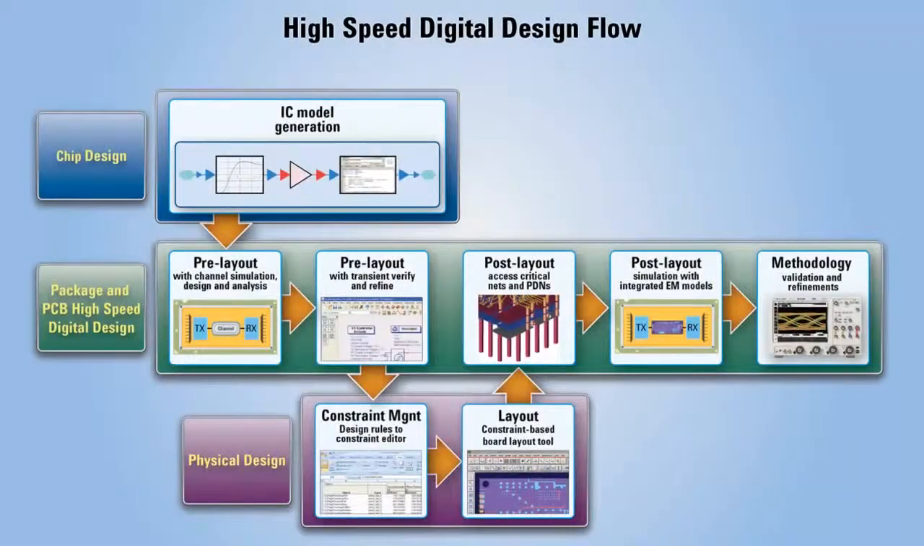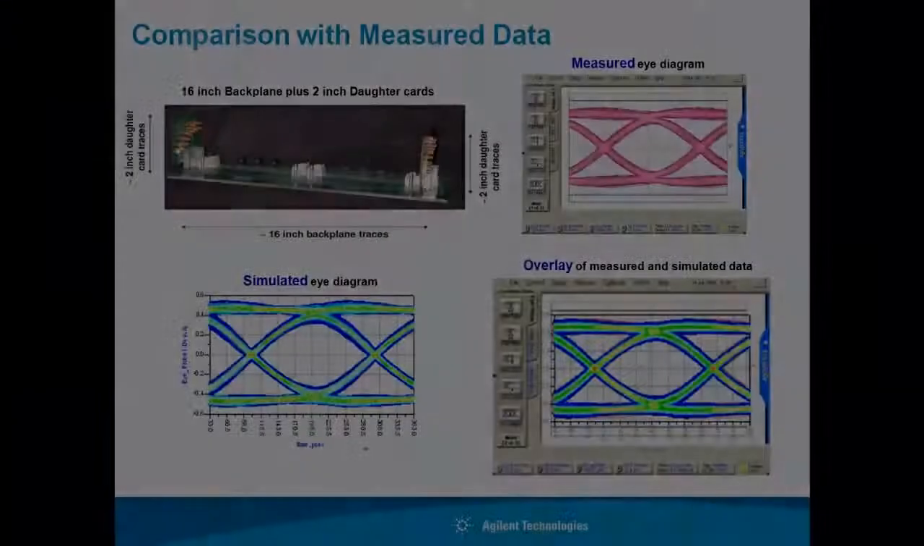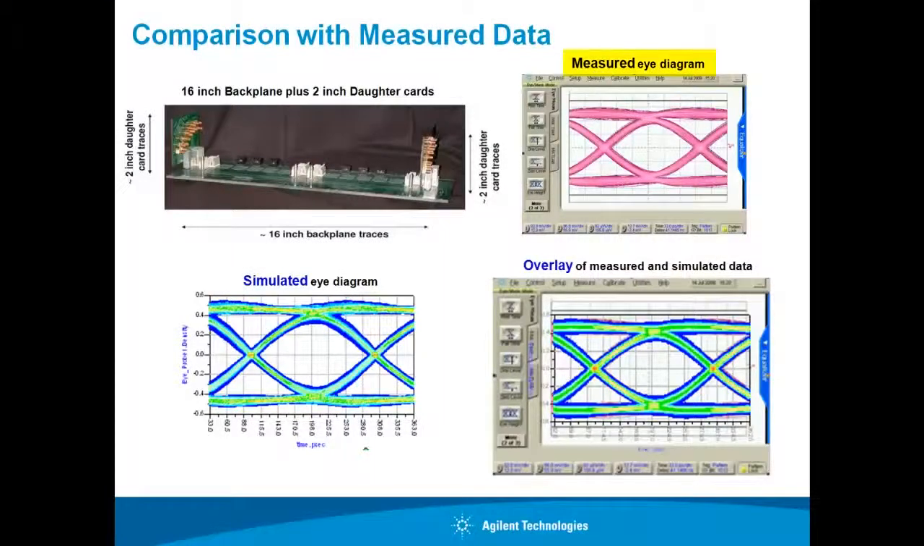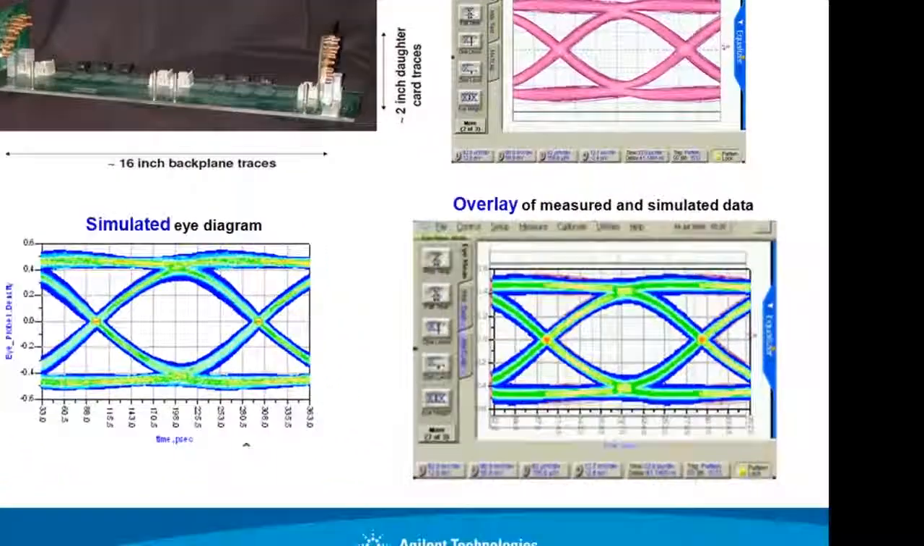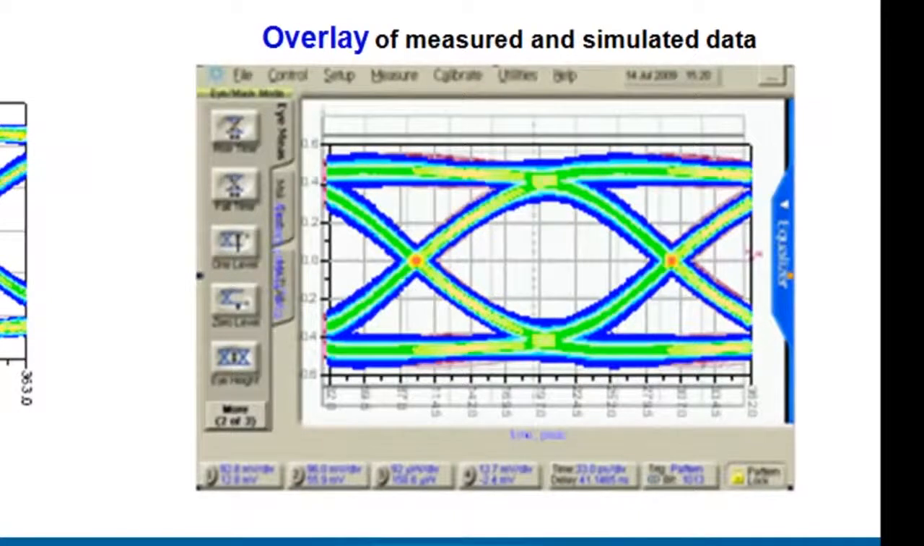Finally, it's always important to validate simulation results with measured data. Here's a comparison of measured and simulated eye diagrams for a 16-inch backplane plus daughter cards. Notice how closely the measured and simulated curves match in the overlaid plot.